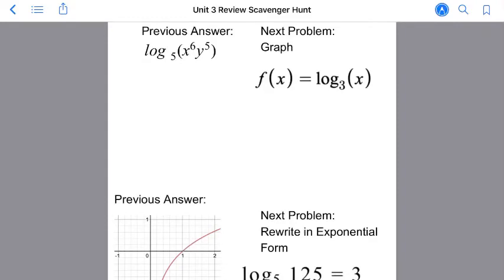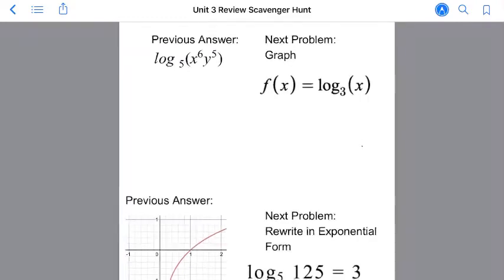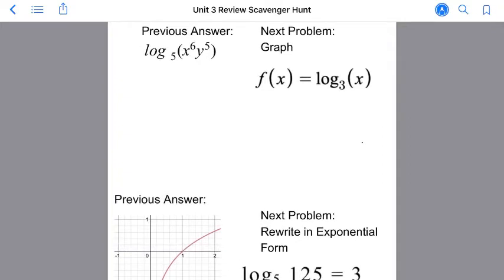Hey guys, so in this video I wanted to go over the scavenger hunt that we did today. This document has all of the answers and the problems in order. Now if you went random or you didn't start at the same point as this document does, just go in order. Go find the problem where it says next problem, and then your answer will match the previous answer, the next one I go over.